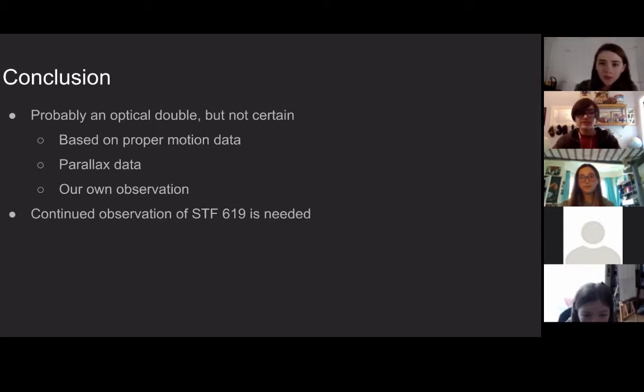However, we tried to make it clear that there is still a lot of uncertainty. Although our measurement fits the ephemerides more closely than the rectilinear solution, the linear prediction better fits the trend line of the historical observations. Meanwhile, the proper motion data is ambiguous, although it does tend toward confirming our conclusion. The parallax data likewise suggests that STF-619 is an optical double. If STF-619 continues to be observed over the coming century, it should become clear with a high degree of certainty whether these stars are gravitationally bound.